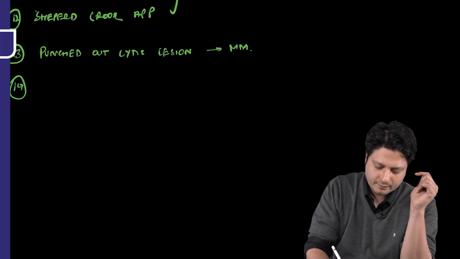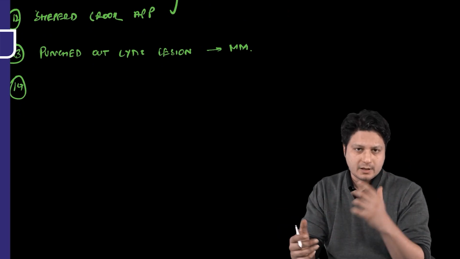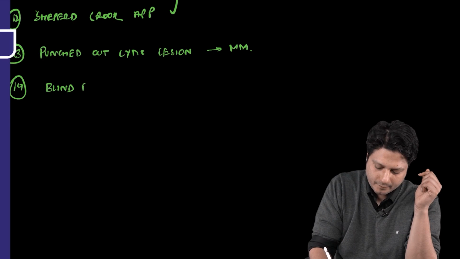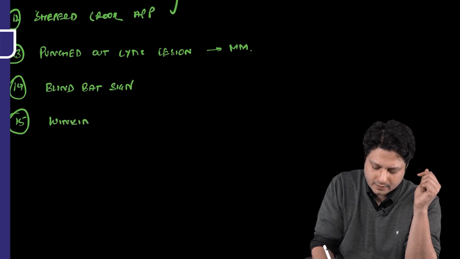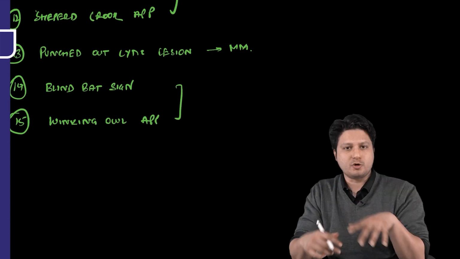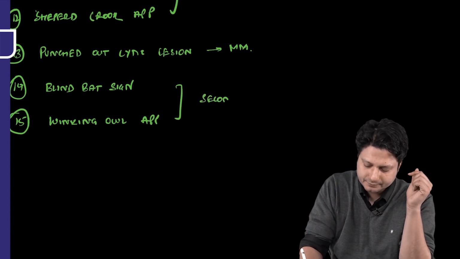Then for secondaries, that means for metastatic lesions, we have the blind bat sign as well as the winking owl appearance. All right. So blind bat sign as well as winking owl appearance, both of them are the features of secondaries.